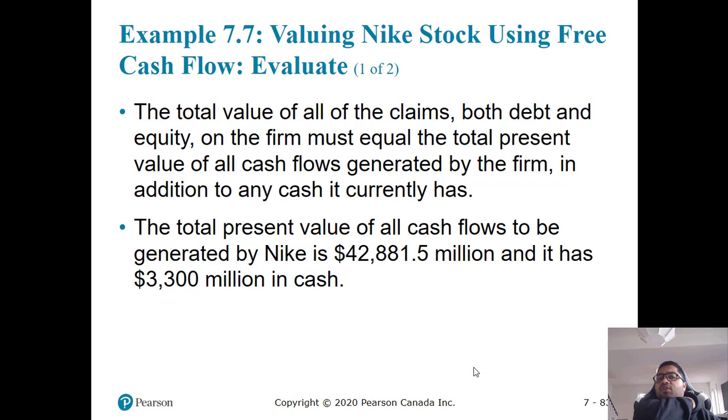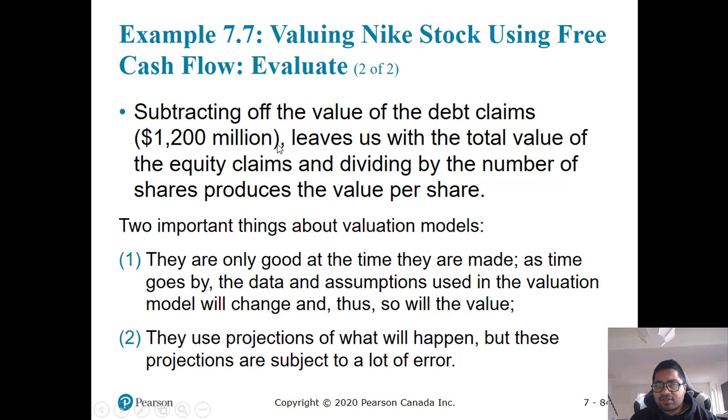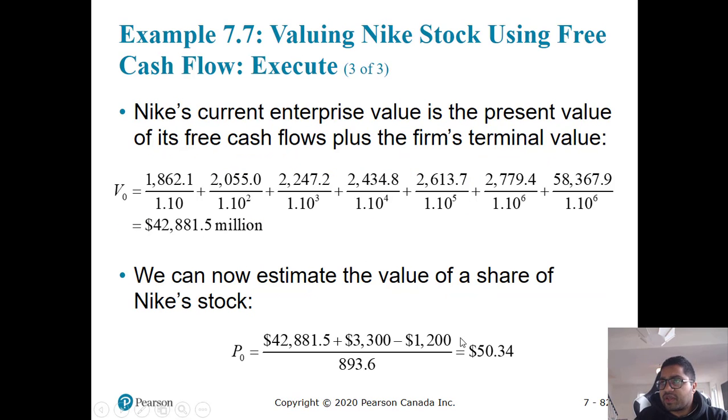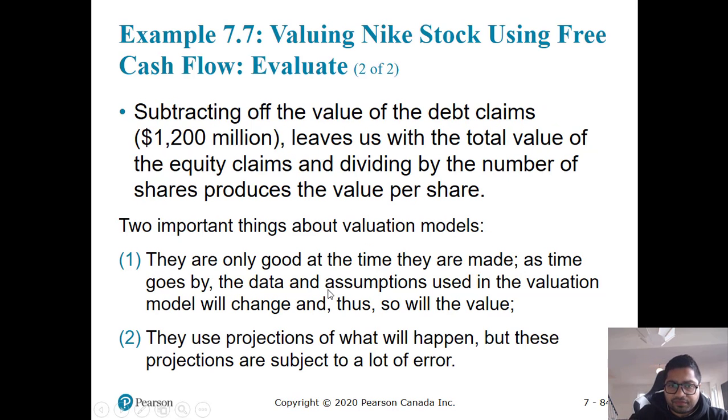So the total value of all the claims, both debt and equity, on the firm must be equal to the present value of all cash flows generated by the firm, in addition to any cash it currently has. The total present value of cash flows to be generated is given, and it has some million in cash. So subtracting the value of debt plus adding cash gives you the value per share. Value per share in this case is $50.34.